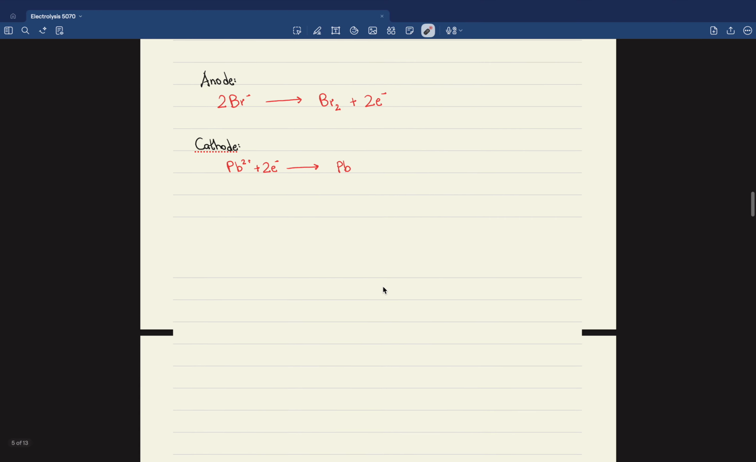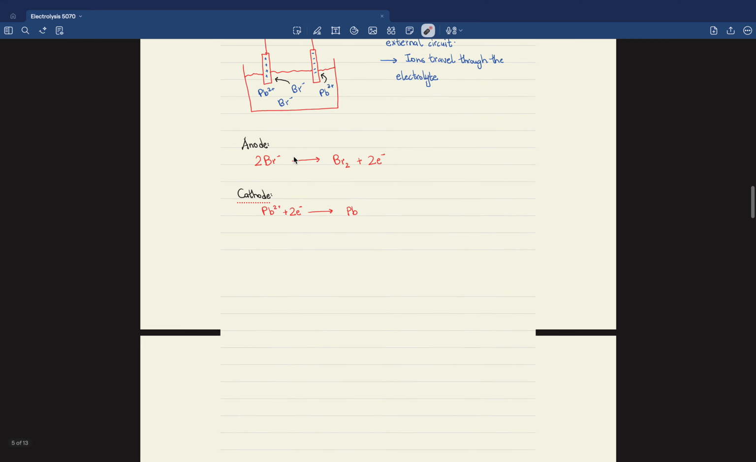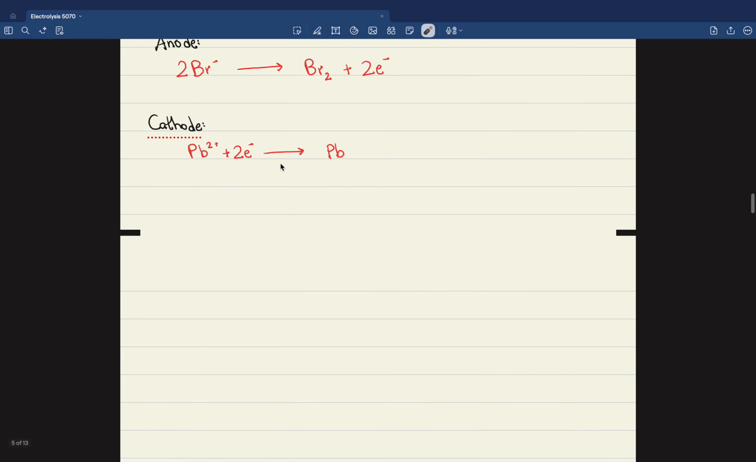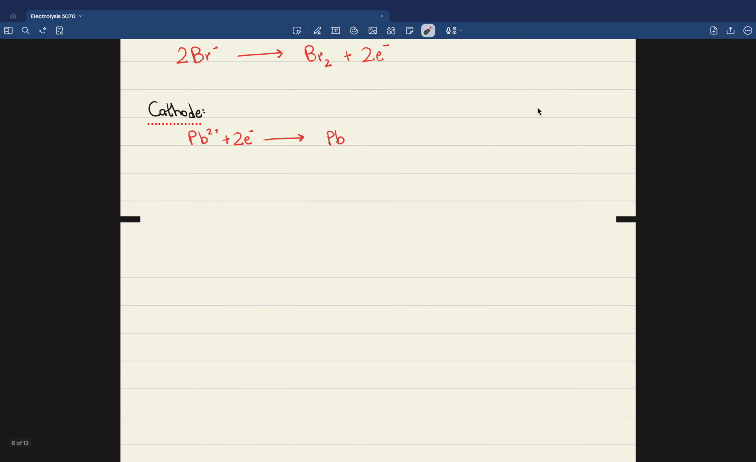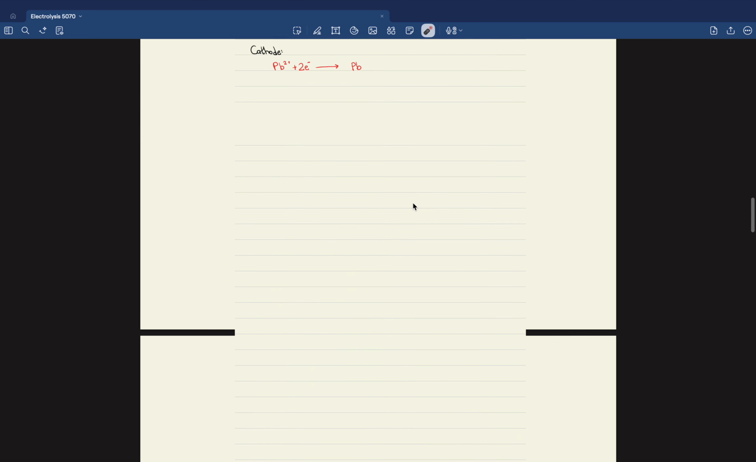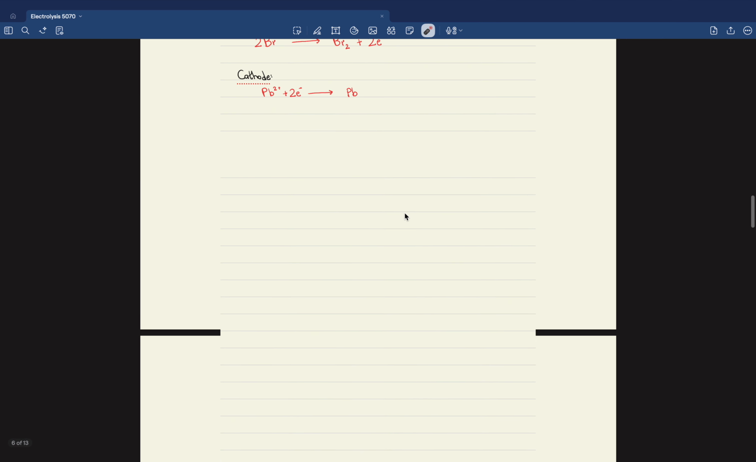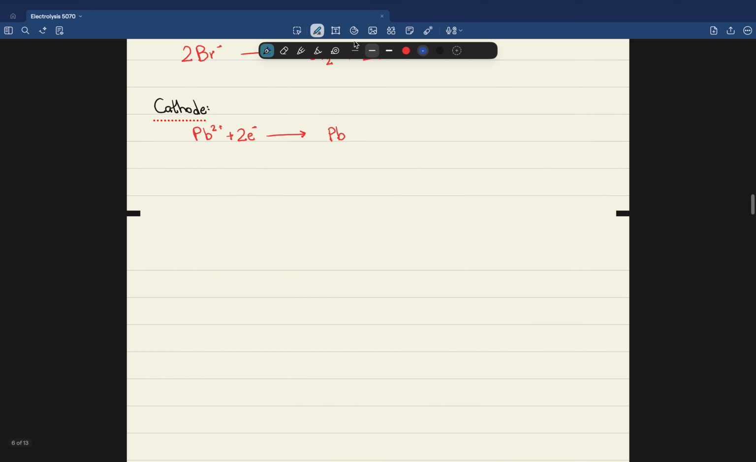Okay, let's talk about what exactly is happening when it comes to why we choose graphite as an electrode. Okay, let's talk about why we choose graphite as an electrode. Why graphite.